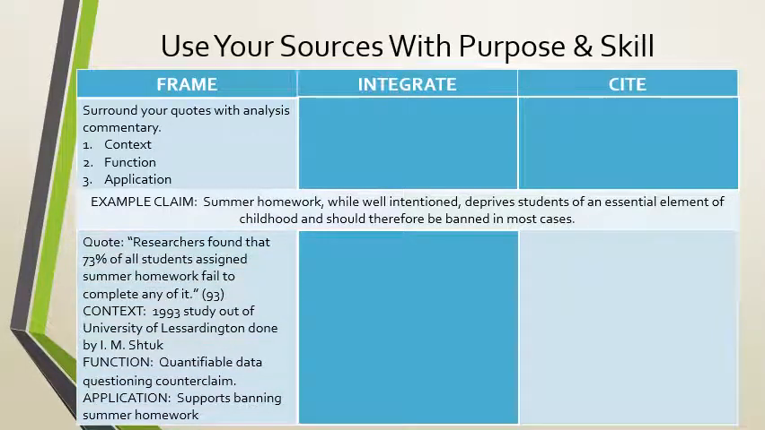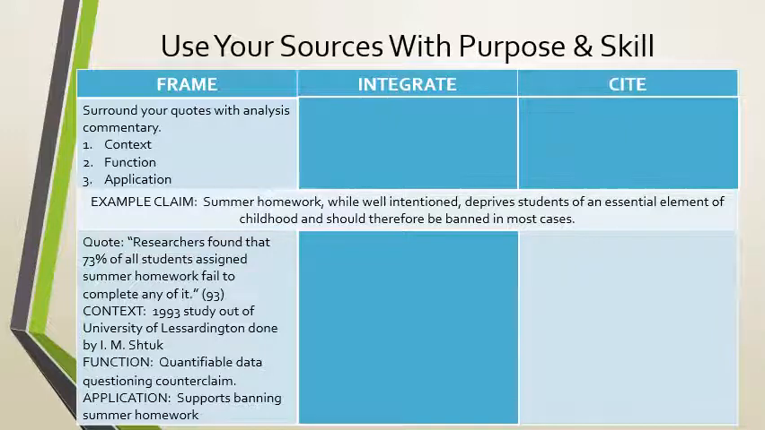So if we have this quote, which I just made up, so don't take this as gospel. If we have the quote, "researchers found that 73% of all students assigned summer homework failed to complete any of it," and then there's this page citation 93, then in order to tie that quote back to the claim, we need to provide context, we need to provide function, and we need to provide application. So I may know that the context of this quote is that it's from a 1993, again made up, 1993 study out of the University of Lasardington, done by I.M. Stuck.